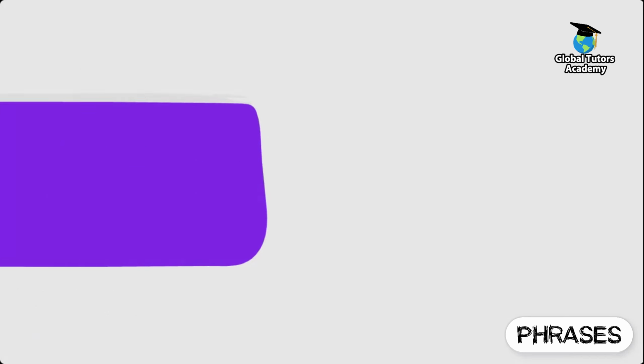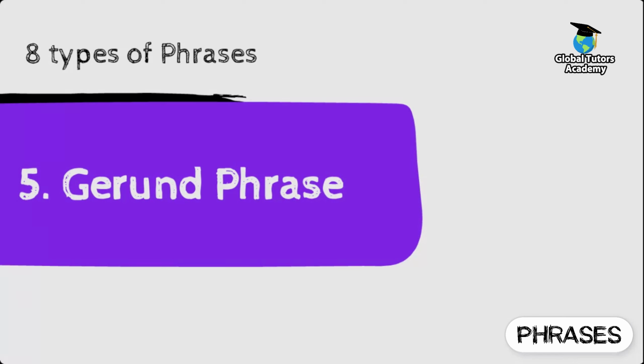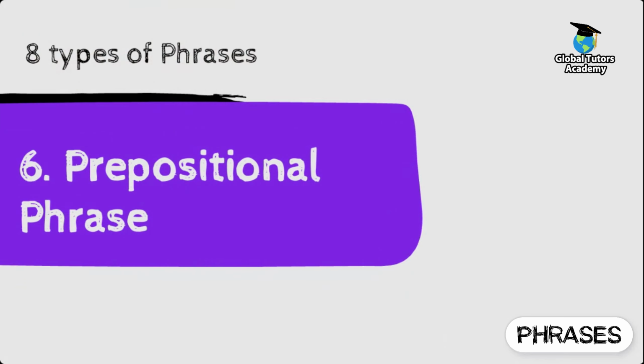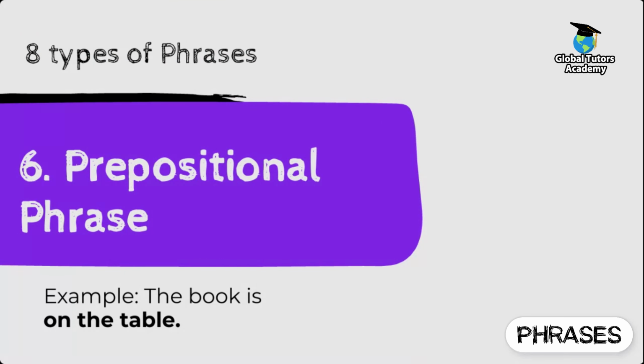Example: she has finished. 5. Gerund phrase. Example: swimming in the ocean is fun. 6. Prepositional phrase. Example: the book is on the table.